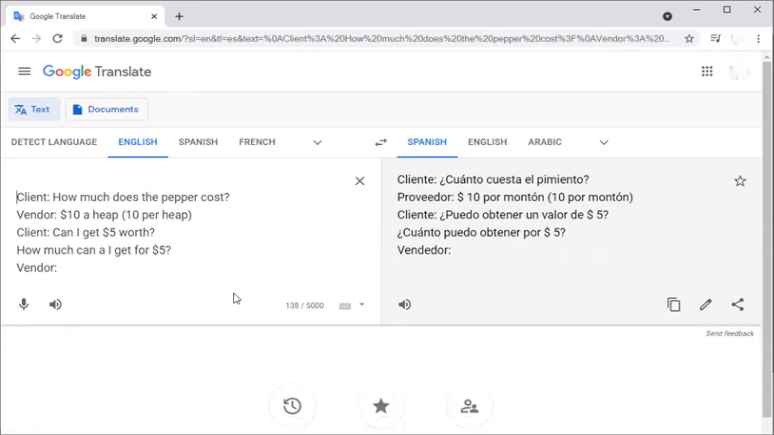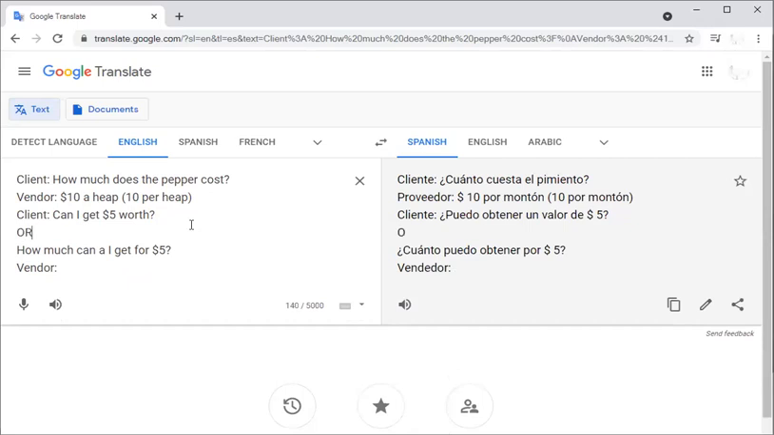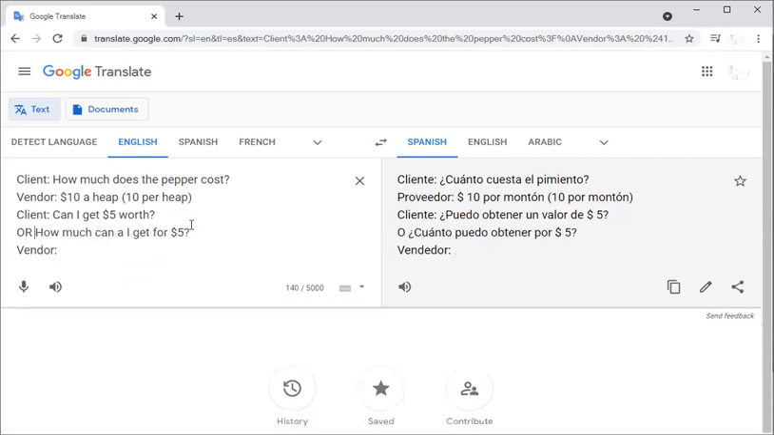Profe, ¿cuál es la pronunciación? ¿Cómo se pronuncia esa que dice can I get $5 worth? Worth, very good, very good. Yes, worth. Can I get $5 worth? Or this is an option, right? Or how much can I get for $5? But the translation here from Google Translate, la traducción aquí is wrong. No está bien la traducción. Dice aquí puedo obtener un valor de $5. Bueno, más o menos se aproxima a lo que está preguntando, pero lo que está preguntando es ¿cuánto me da por 5? Ok, ¿cuánto me da por 5?